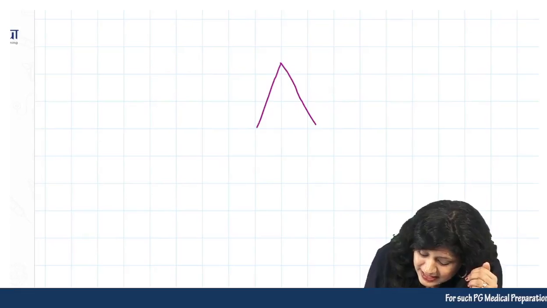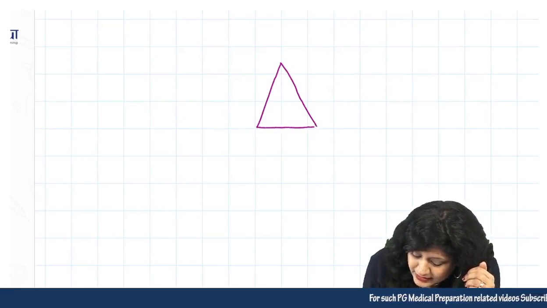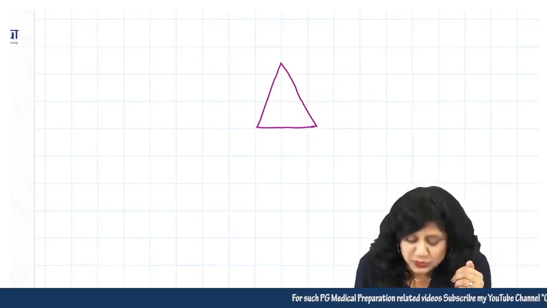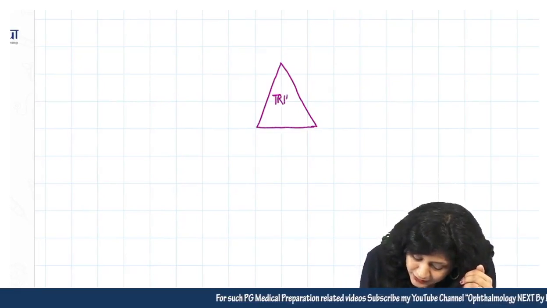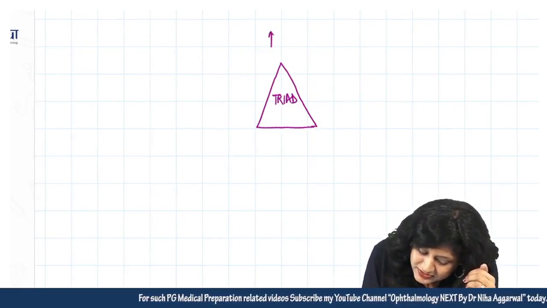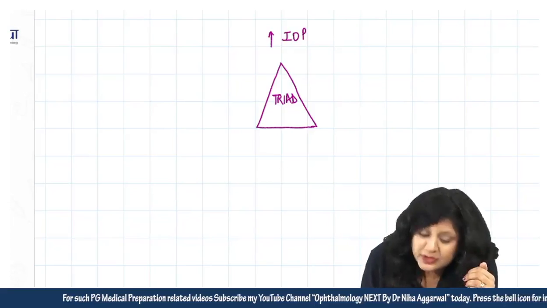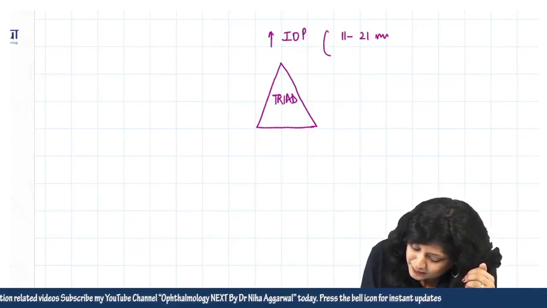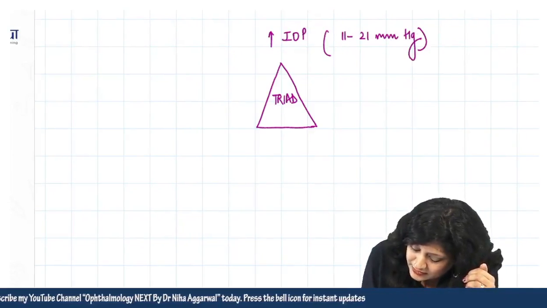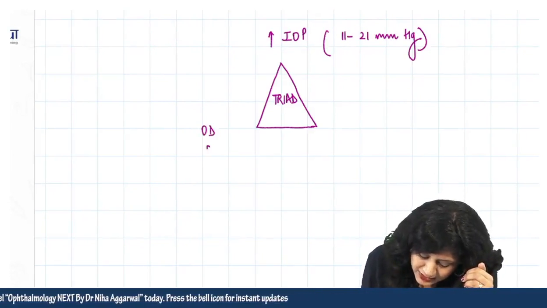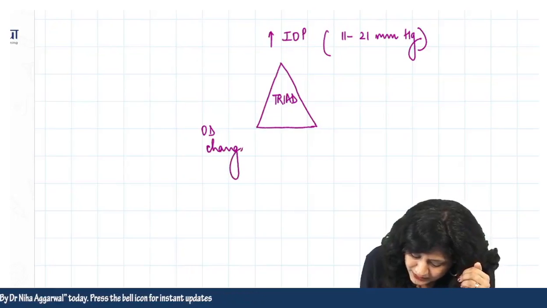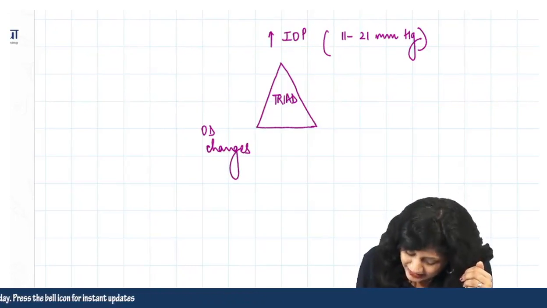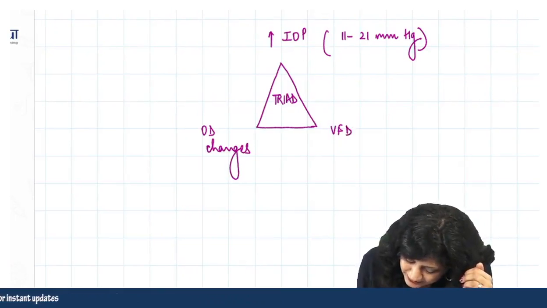So I will say that glaucoma is frequently characterized by a triad. And what is this triad? We have raised intraocular pressure. What is the normal range? It is 11 to 21 mm of mercury. Then we have the optic disc changes, and then we have the visual field defects.